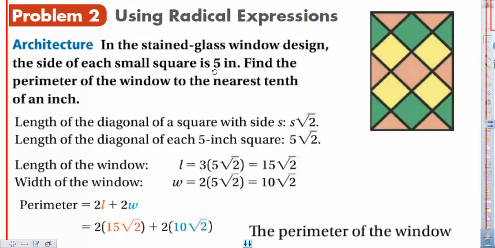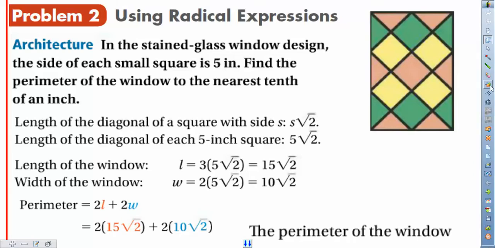Problem number 2. All these problems are really asking us to do is to take the exact same thing that we were just doing and apply them to some story problem situations here. In this situation, we're looking at some architecture and we're looking at a stained glass window. Apparently they're saying that the side of each small square is 5 inches. Find the perimeter of the window to the nearest tenth of an inch.